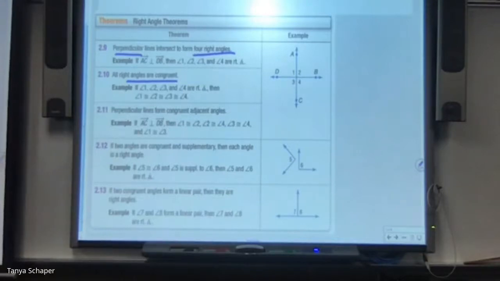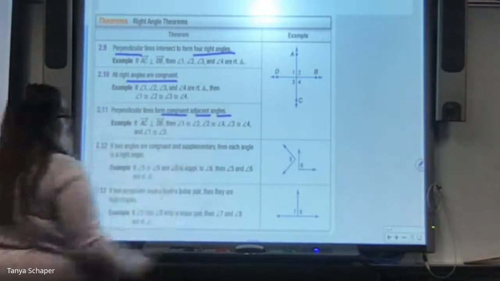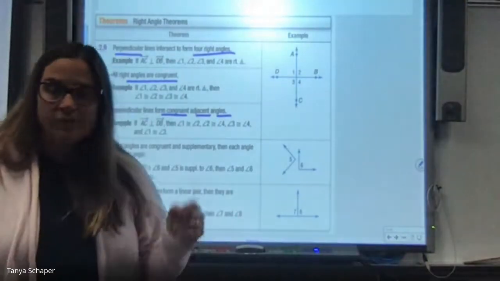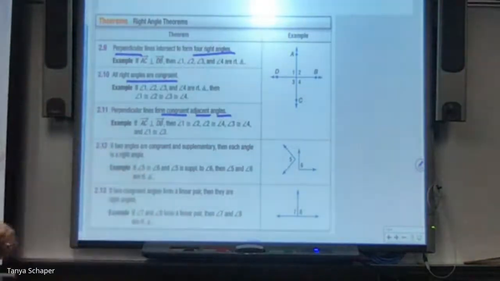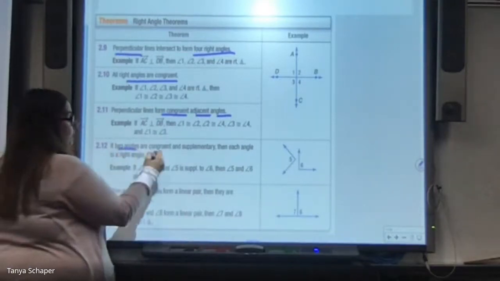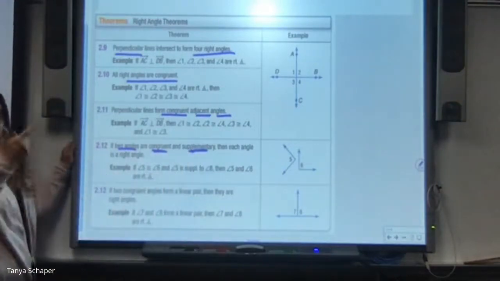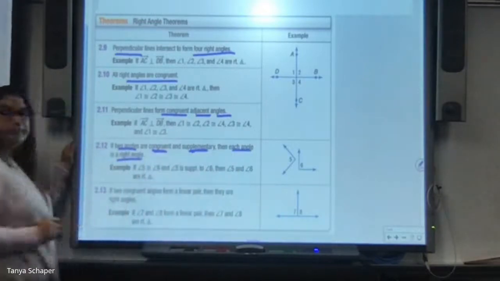We can say that perpendicular lines form congruent adjacent angles. Their angles are congruent and they're adjacent. Adjacent is a vocab word from chapter one. Adjacent means they share a common side. If two angles are congruent and supplementary, same measure and equal 180 degrees, then each angle is a right angle.